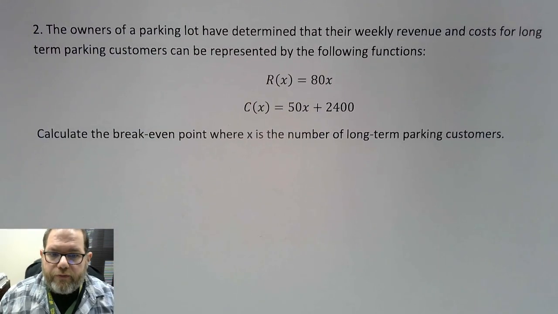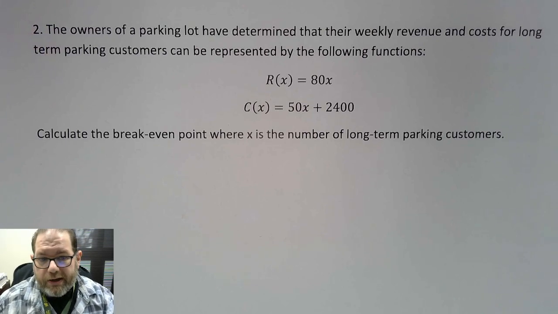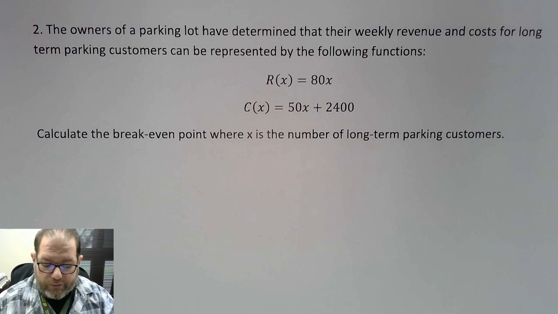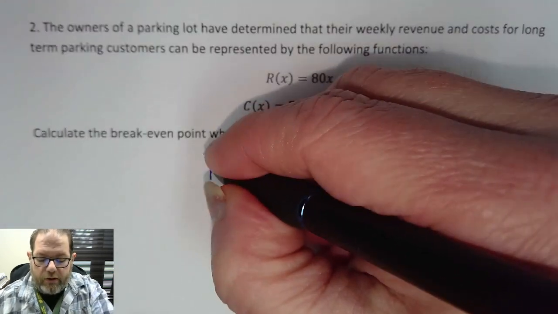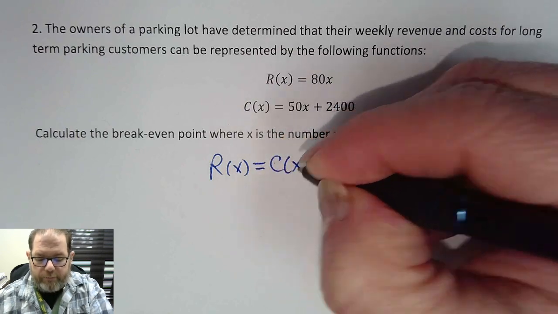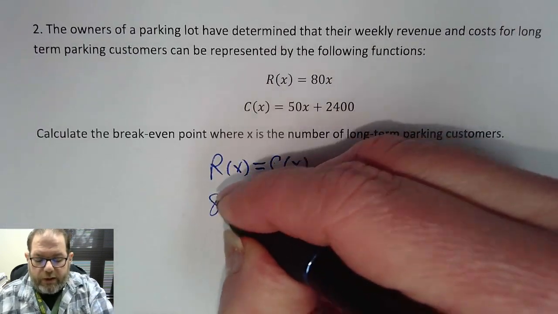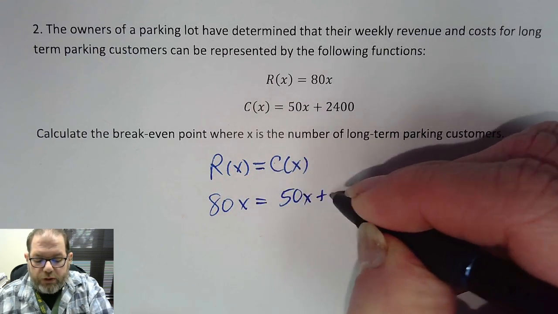All right. The owners of a parking lot have determined the weekly revenue and costs for long-term parking customers can be represented by these two functions for revenue r of x and cost c of x. So we want the break-even point. Now, break-even means that they're neither making a profit nor a loss. That means revenue is equal to cost. So that's where we begin. R of x has to equal c of x. And so we'll set 80x equal to 50x plus 2400.